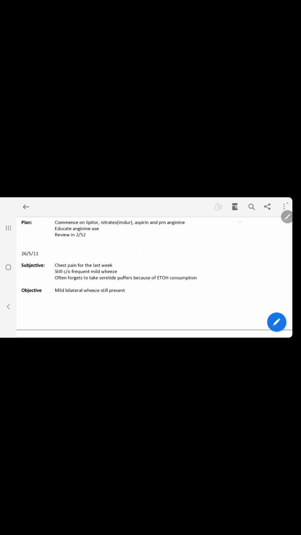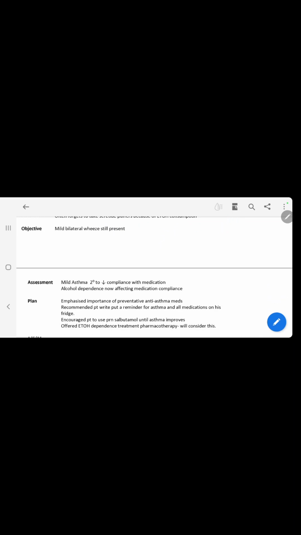Now we can see that the patient is here again with chest pain, continuous chest pain for the last week. He often forgets to take the medicine due to alcohol, ethanol. Asthma has worsened, affected medicine compliance, like alcohol dependence.